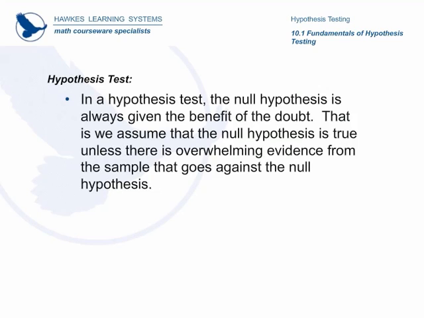In a hypothesis test, the null hypothesis is always given the benefit of the doubt. That means that we agree with it, we believe it. That is, we assume that the null hypothesis is true unless there is overwhelming evidence from the sample that goes against the null hypothesis.